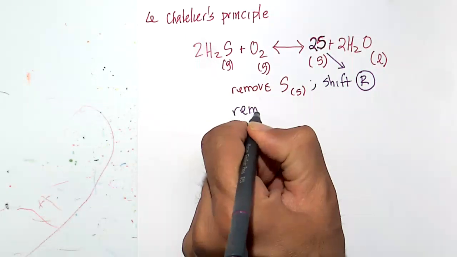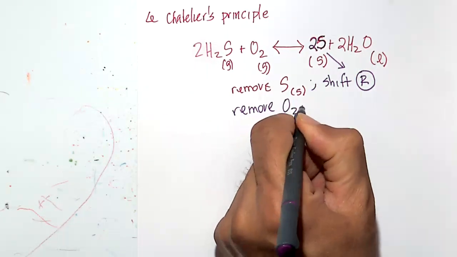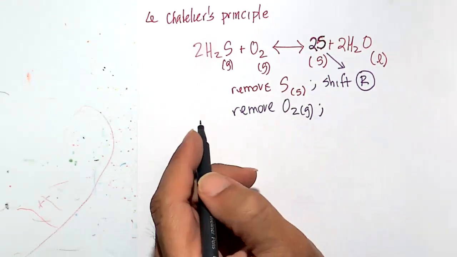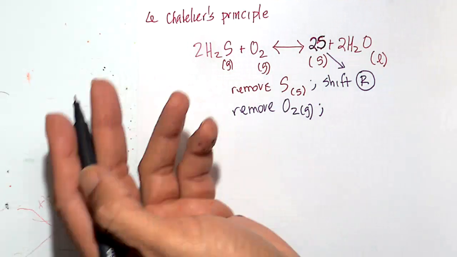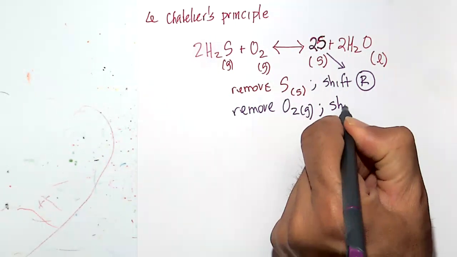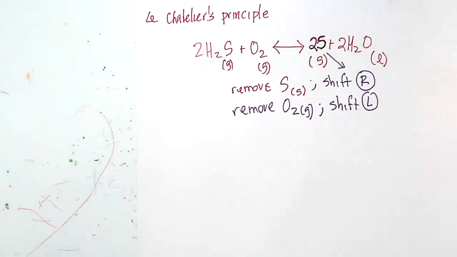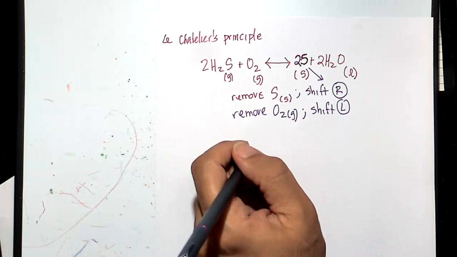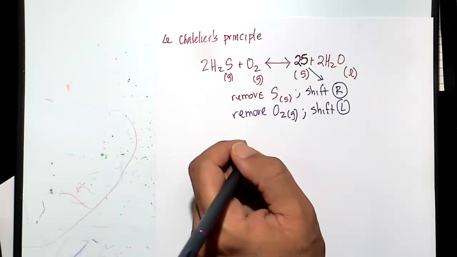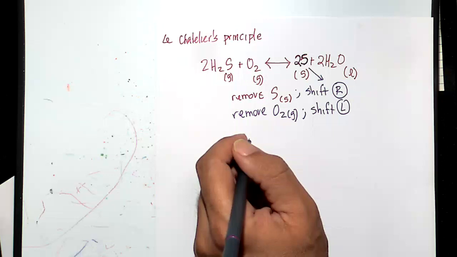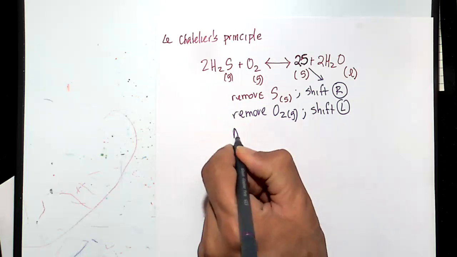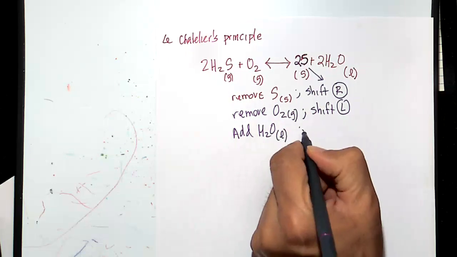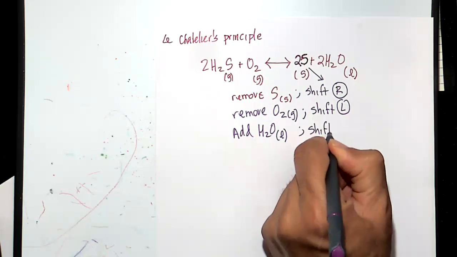What happens if I remove oxygen gas? If you remove it, the reaction will offset it and shift to the side to replenish the O2 removal, so it's going to shift to the left. Like that, we have many different combinations that we can do. How about we add water? Shift left to the reactants.